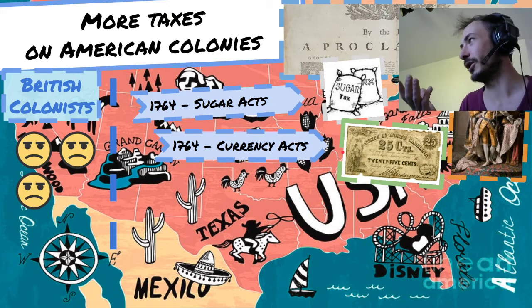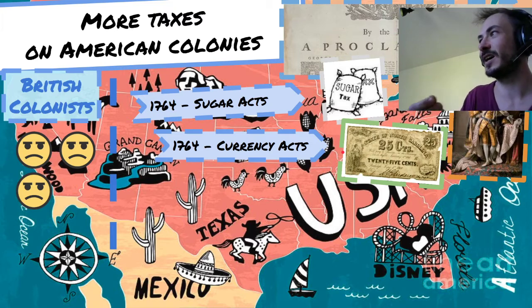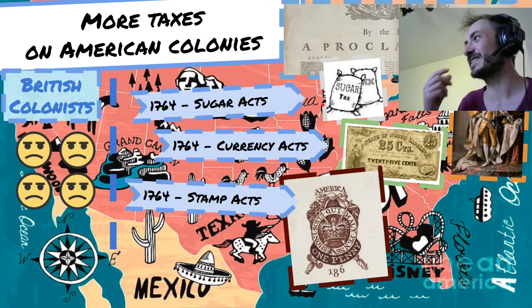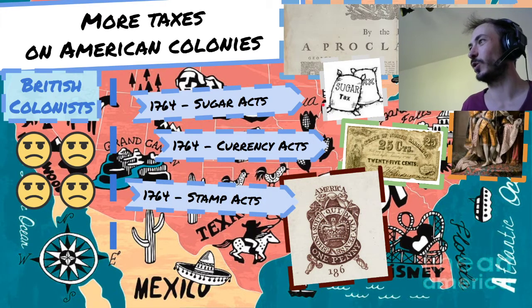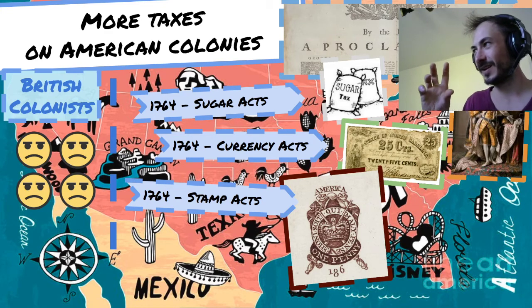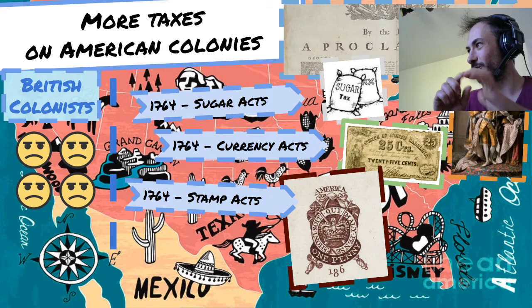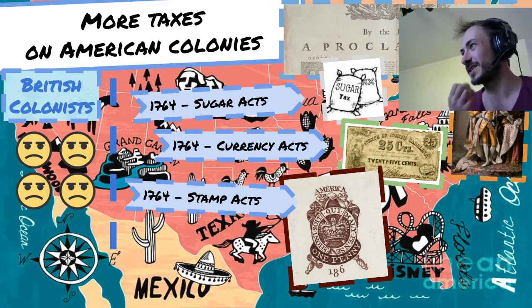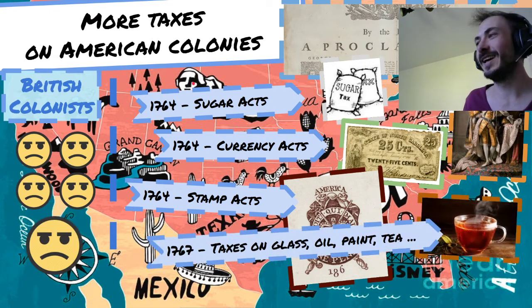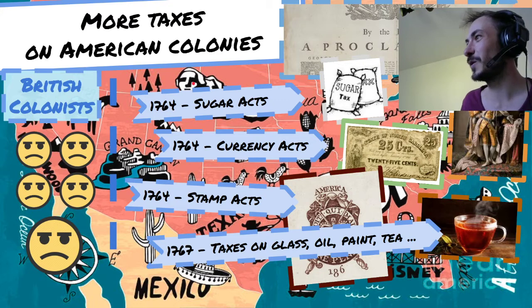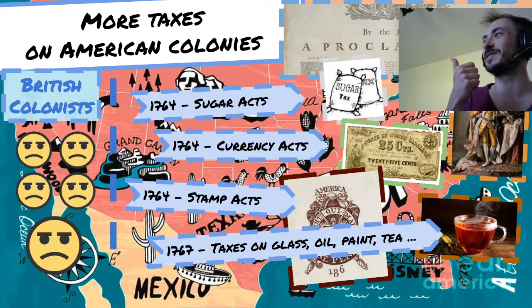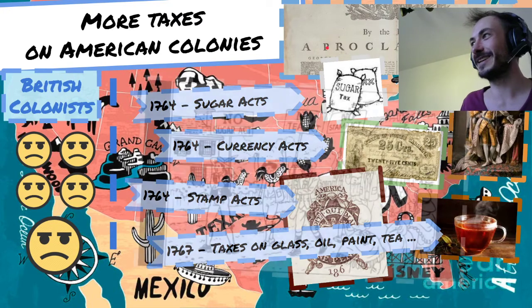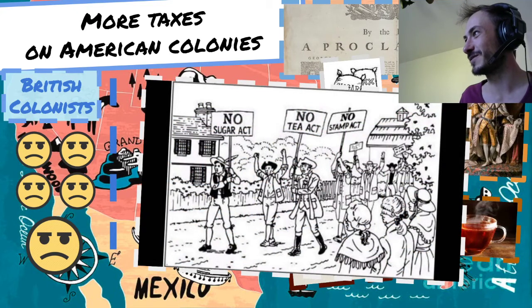Then in 1764 there was a second tax, and it was called the Currency Act. Currency, it's a synonym for money. It was an additional tax on American money. Then in 1765 again there was a new tax that was called the Stamp Act. A stamp, it's what you put on your letters. You know, it's a small square and you lick it and you put it on your letters. So now there was a new tax on stamps. And in 1767 there were new taxes on glass, taxes on oil, taxes on paint, taxes on tea, taxes on everything. So the North Americans, they were not happy at all about the situation.